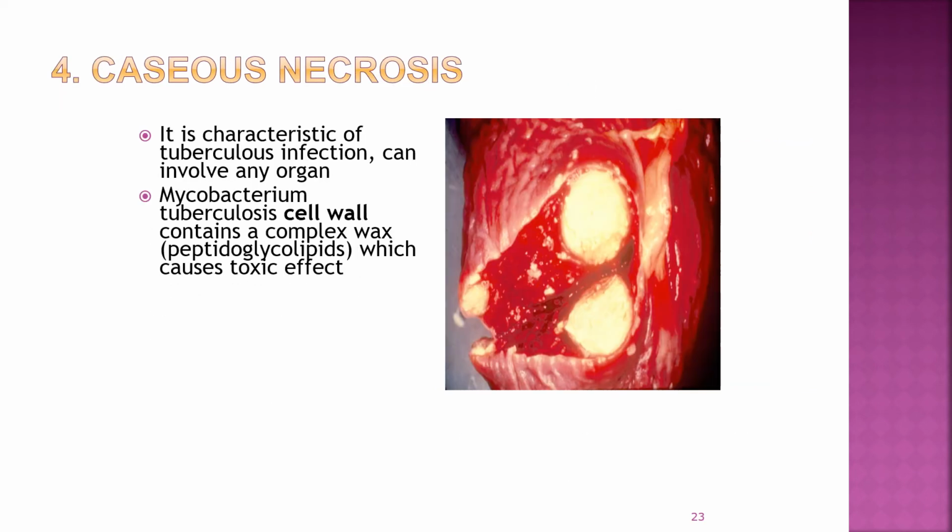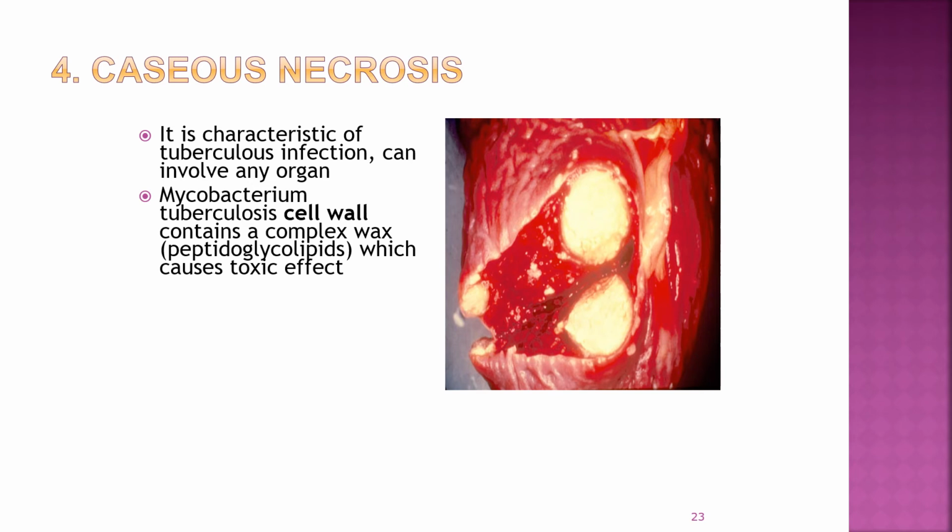Now we look at caseous necrosis. Caseous means cheese. This refers to the cheese-like appearance of the yellowish necrotic area on gross examination, just like the one seen in this picture. It is characteristic of tuberculous infection, which is caused by Mycobacterium tuberculosis and can involve any organ.